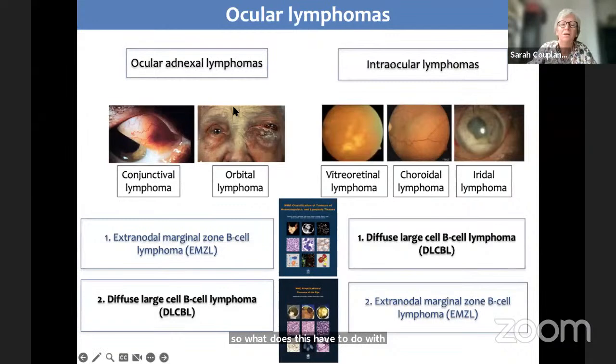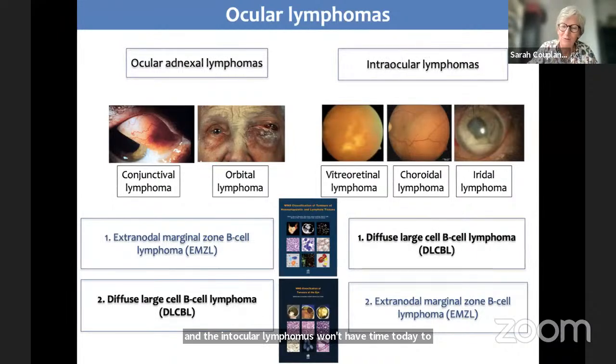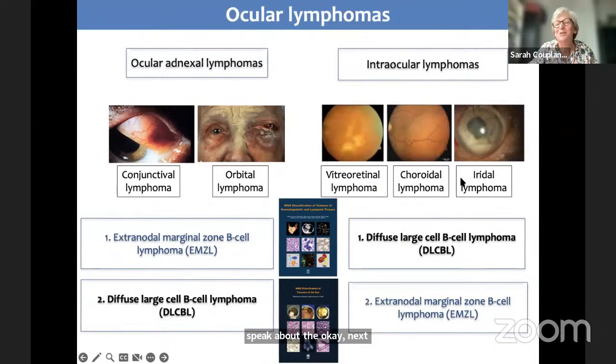As you all know, the ocular lymphomas, this broad umbrella, include the ocular adnexal lymphomas and the intraocular lymphomas. I won't have time today to speak about the ocular adnexal lymphomas, and certainly we won't have time also to speak about all of the different intraocular lymphomas. However, they have already been mentioned by a couple of the speakers, and primary choroidal lymphomas are low-grade B-cell lymphomas, which are to be distinguished distinctly from the vitreoretinal lymphomas, which are high-grade B-cell lymphomas, which can have manifestations in the central nervous system.